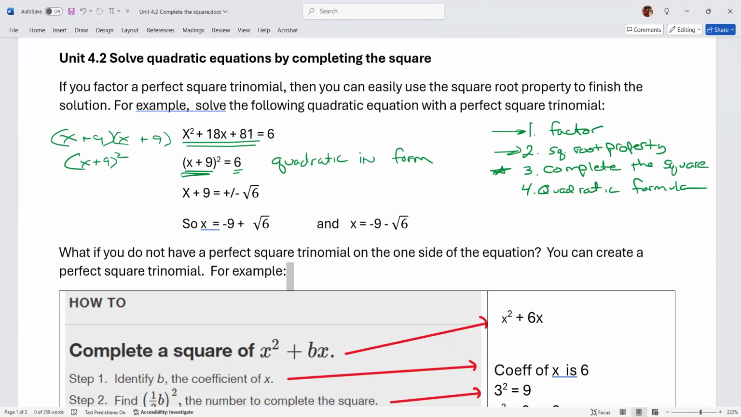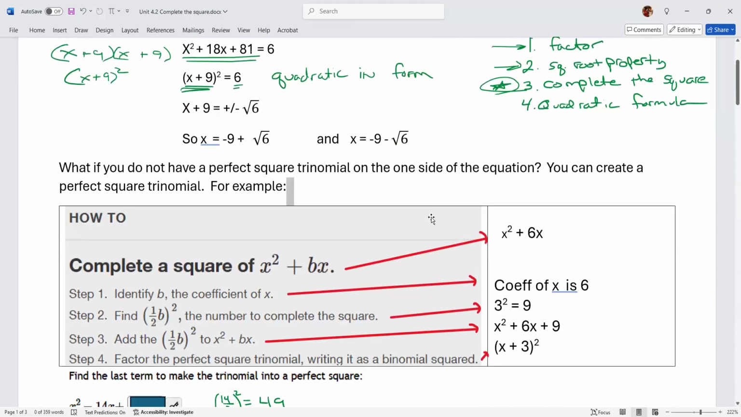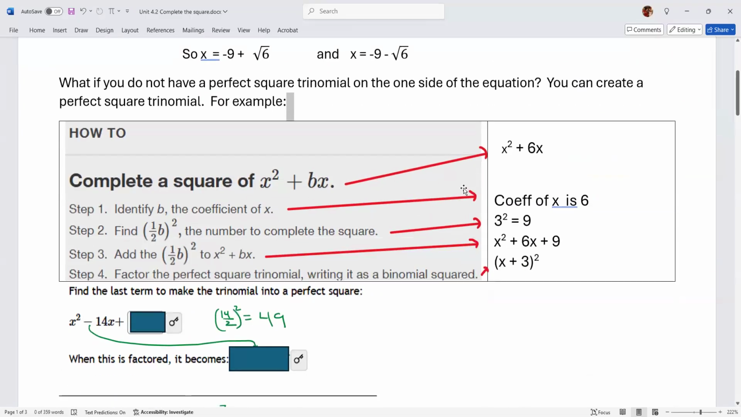But if it's of a certain form that we're going to talk about, then what we're going to do in this unit is talk about completing the square. We're going to turn it into something that we can use the square root property on. And again, this makes it pretty easy to solve. So let's look at how we turn something into a perfect square trinomial.